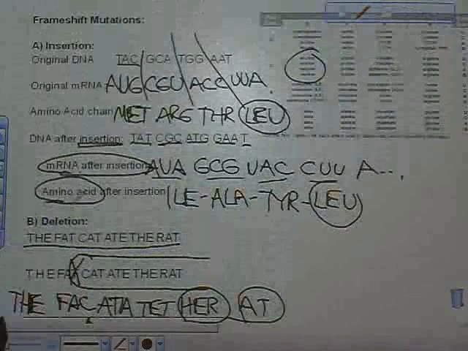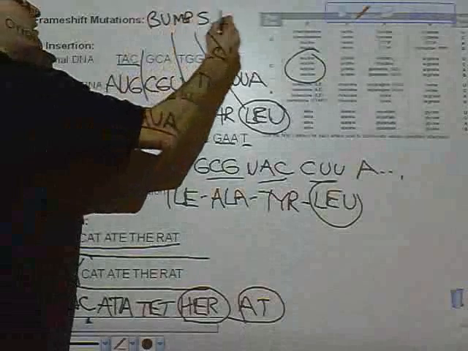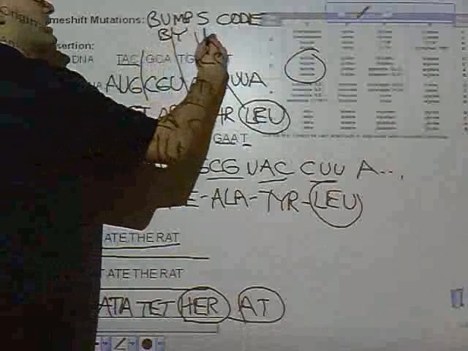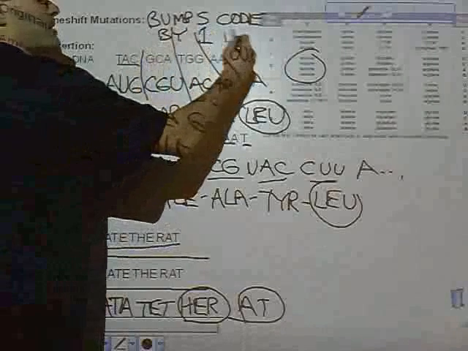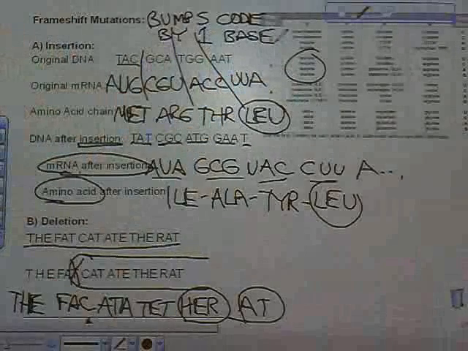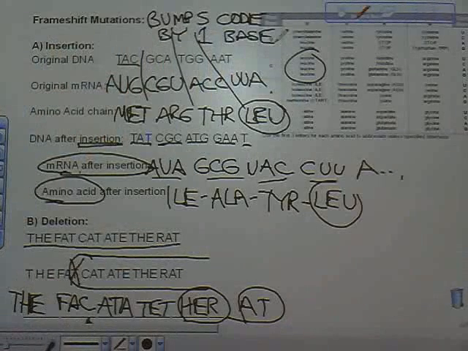So these frame shift mutations, overall, you can describe them this way: it bumps down the code. If you bump down the code by just one base, that is all it takes, and everything past that point is going to be affected. Now the thing to keep in mind for mutations, although they could change the protein, changing the protein doesn't mean it's necessarily bad. There are actually probably thousands and maybe even more than that mutations that have occurred that have actually helped with the evolution of organisms. So mutations doesn't mean bad, it just means different.